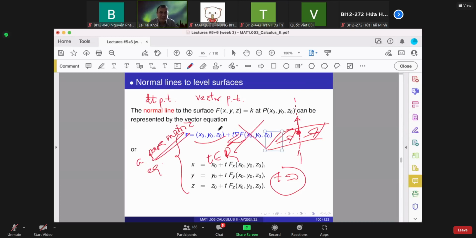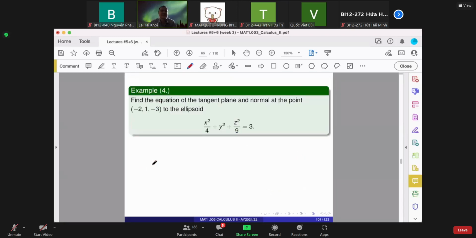Yes, this is the parametric equation of a line passing through a point and having a normal vector or direction, parallel to some vector or perpendicular to some vector, then you can have the parametric equation in your high school. And this is exactly the same situation. But from the point of view, we look at the level surface. Okay? So, example. You are given an ellipsoid.